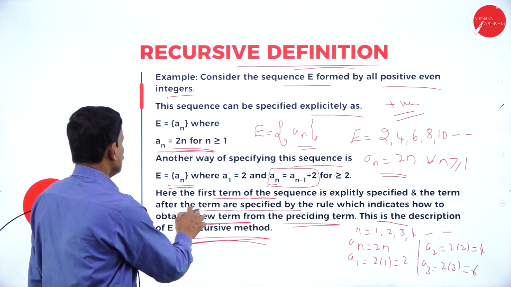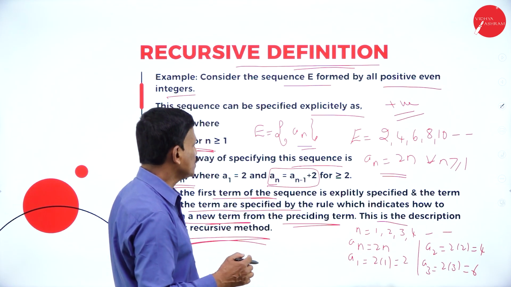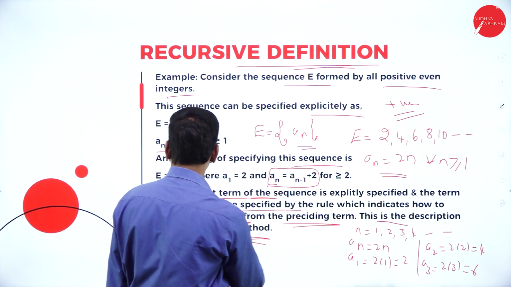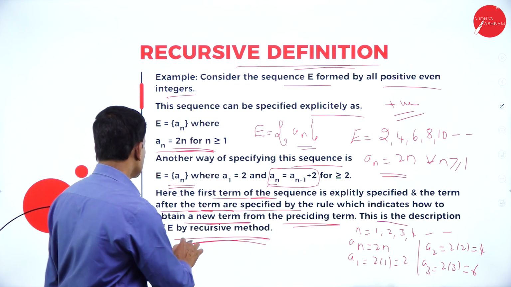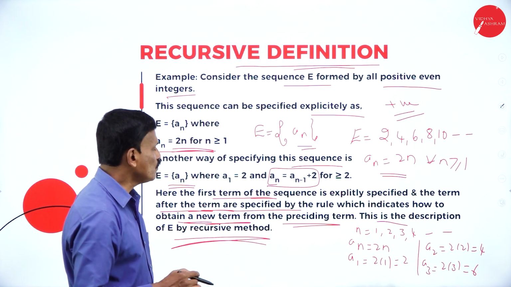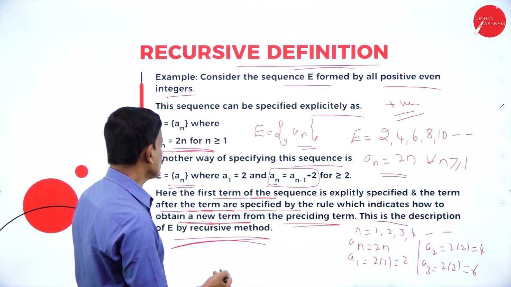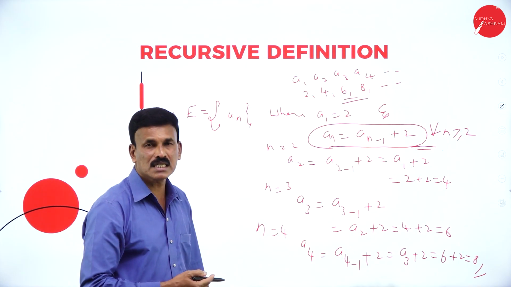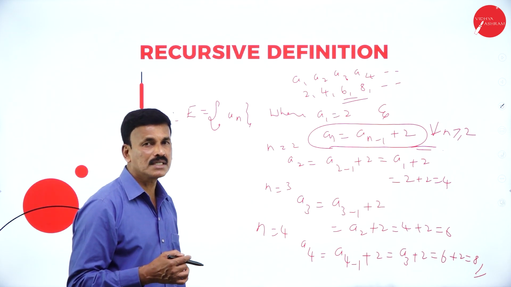So here, the first term of the sequence is explicitly specified. We are going to specify the first term explicitly, and then the terms after it are specified by the rule which indicates how to obtain a new term from the preceding term. So how are we going to get a new term from the preceding term? This is the description for the sequence an by the recursive method.